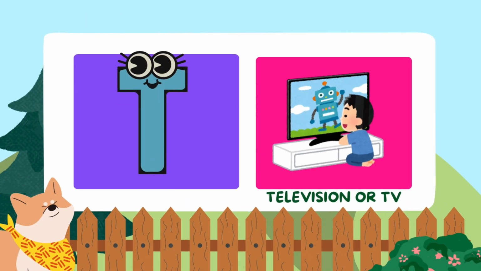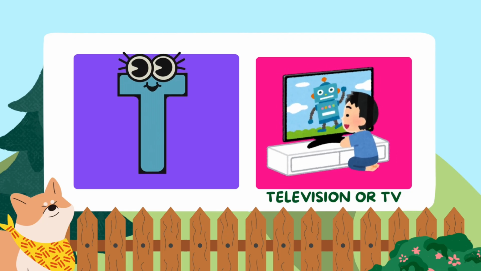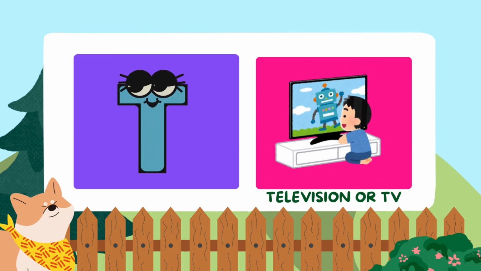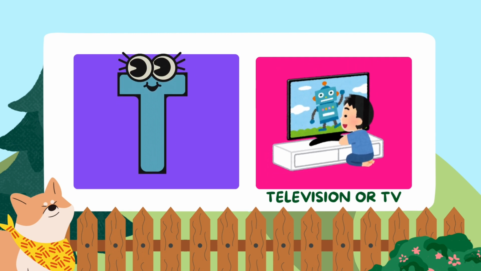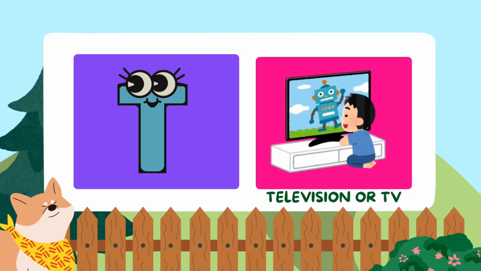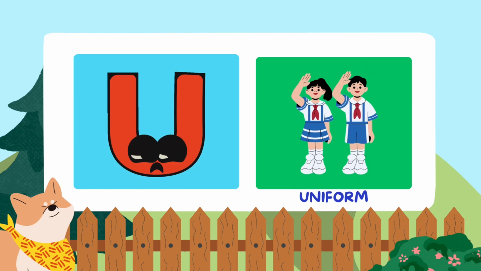Next alphabet is T. T for television or TV. We watch TV every day, right, kids? T for TV.